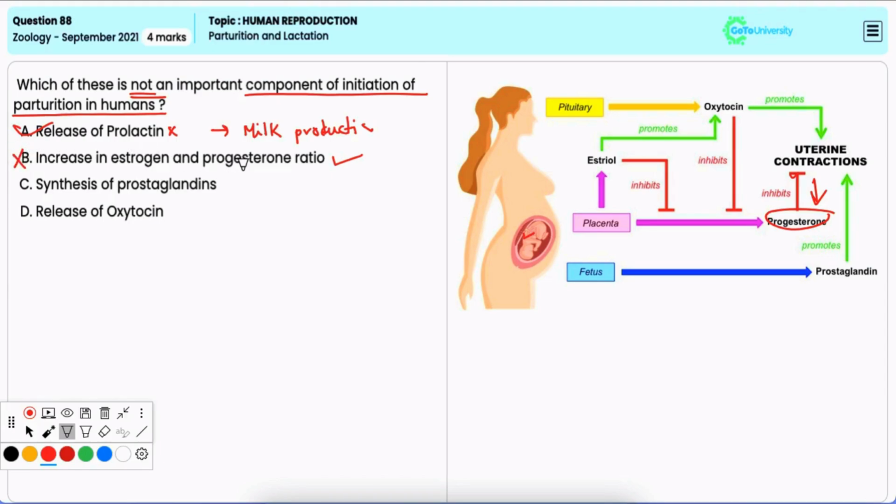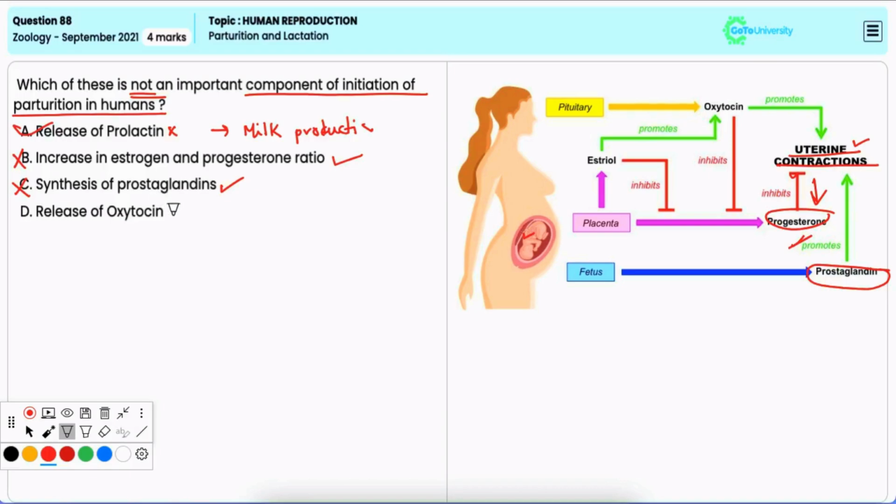Option C, synthesis of prostaglandins. It is also an important component. Prostaglandins are crucial for initiating labor because they help in softening of the cervix and enhance uterine contractions, thus facilitating childbirth. Hence, it is an incorrect option.